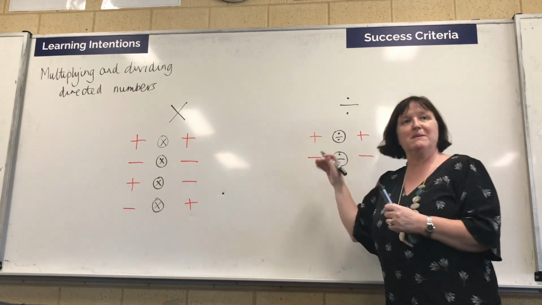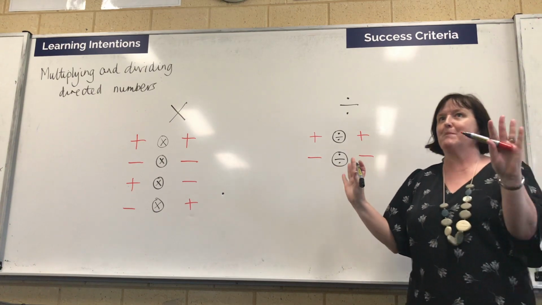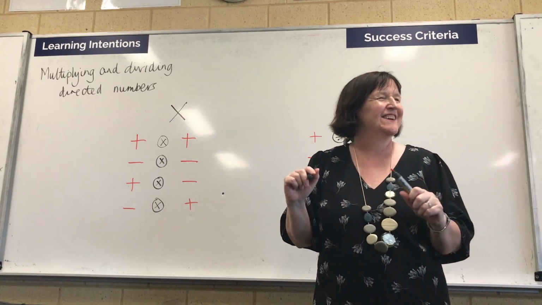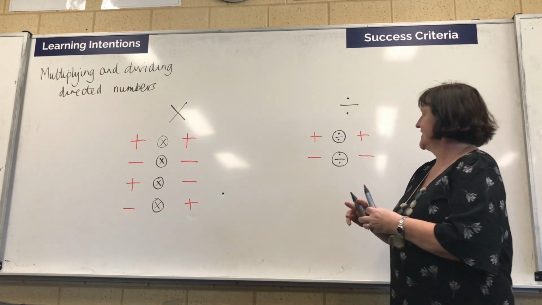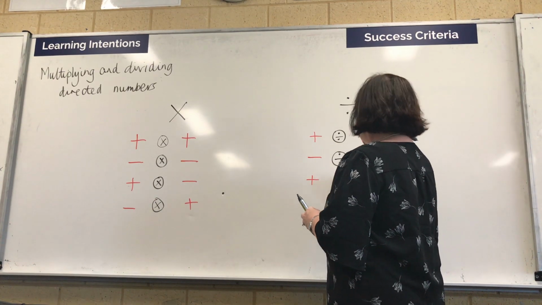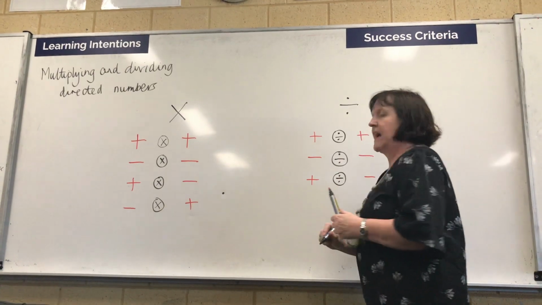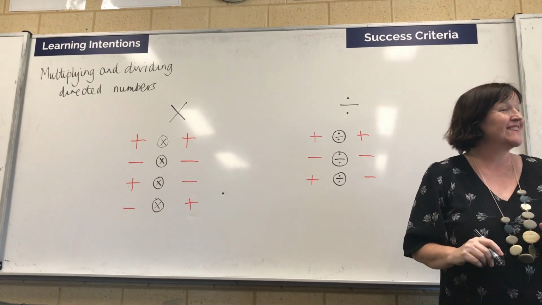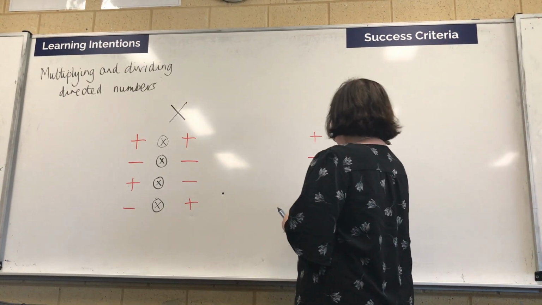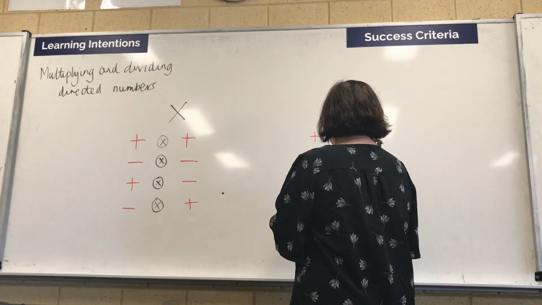You know me, I'd have to have them in the same order. I couldn't possibly not have them in the same order. Positive divided by a negative. Good. Positive divided by a negative. And then the last one. A negative divided by a positive. Perfect. A negative divided by a positive.